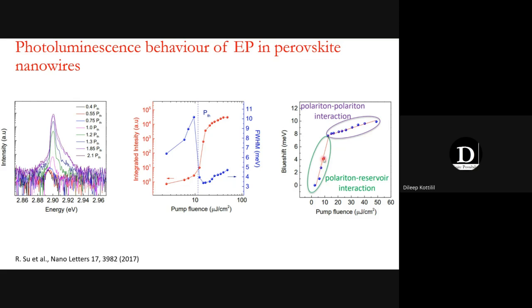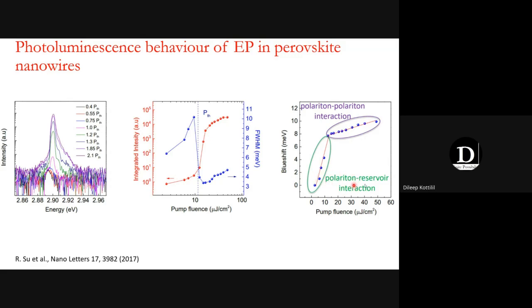And then this blue shift is very high up to the threshold, which is around 10 microjoule per centimeter square. And after that, the blue shift is very small. I mean, the change in blue shift is not very significant, although we increase the pump power significantly. So these are well studied theoretically. The first reason for this large shift is the polariton reservoir interaction.